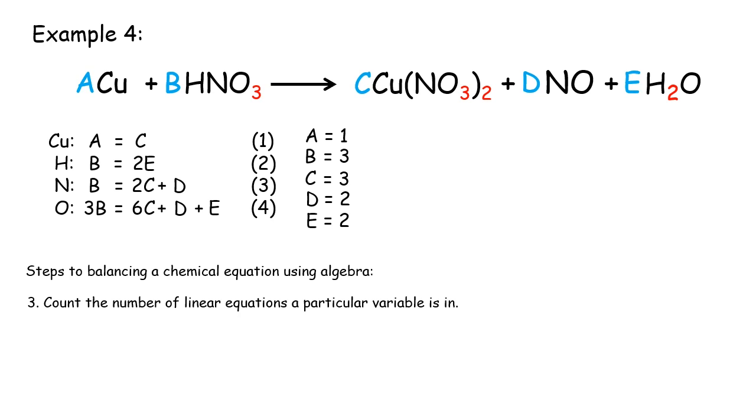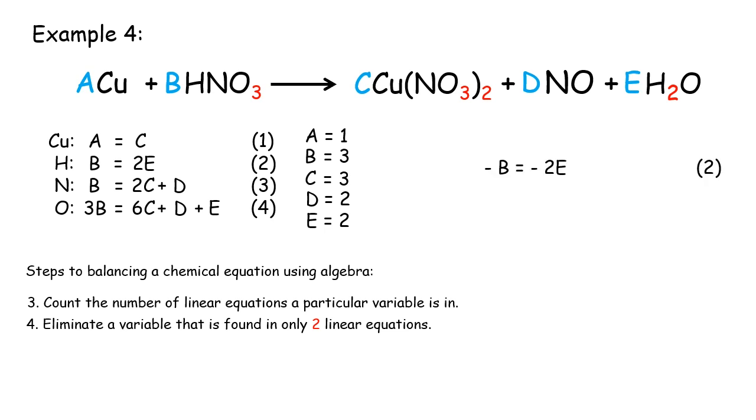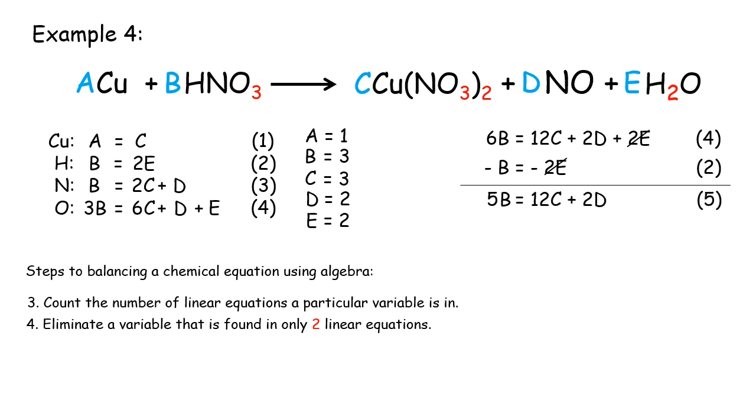We will start by eliminating variables that are found in only two linear equations. Based on this, we can see that there are two variables, d and e, that we can eliminate at this time. We will eliminate e first by subtracting equation 2 from equation 4. To eliminate e we need to multiply equation 4 with the number 2, giving us 6b equals 12c plus 2d plus 2e. Subtracting the two equations, we get equation 5.